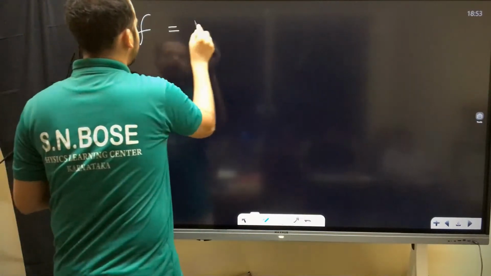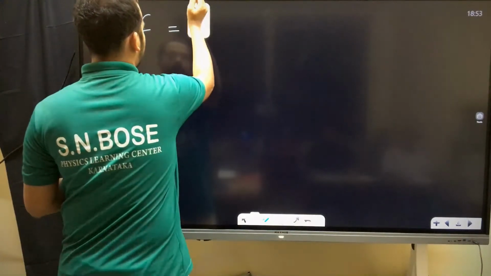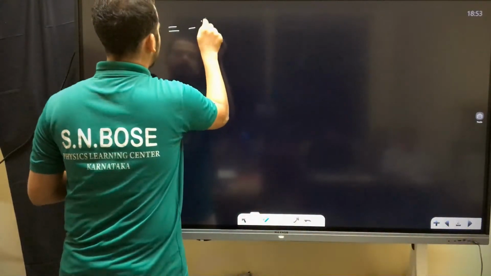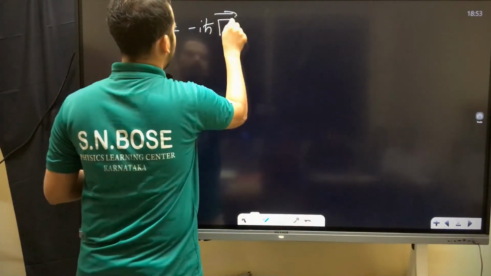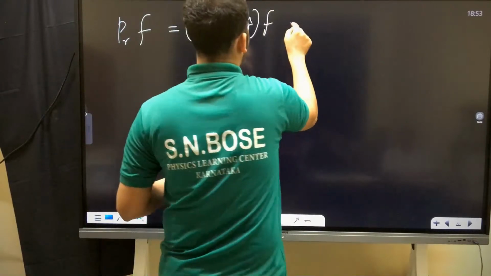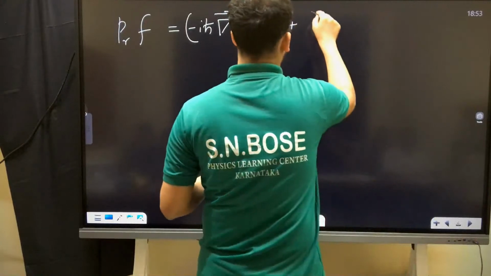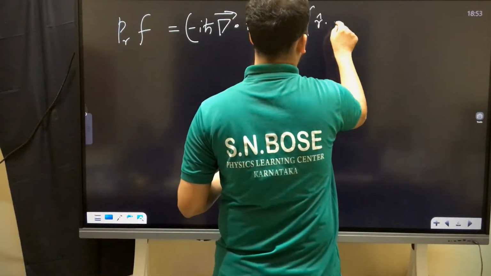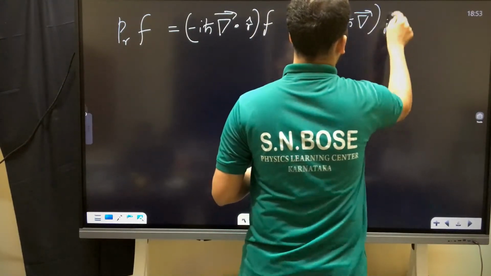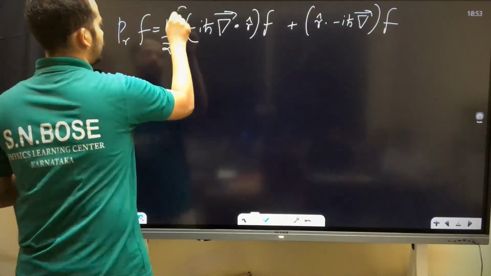What is this pr? So r cap. What have I written? P vector dot r cap. What is P vector? Minus i h bar del dot r cap, operating on f, plus r cap dot p, so r cap dot minus i h bar del, operating on f. The 1 by 2 I will keep outside.